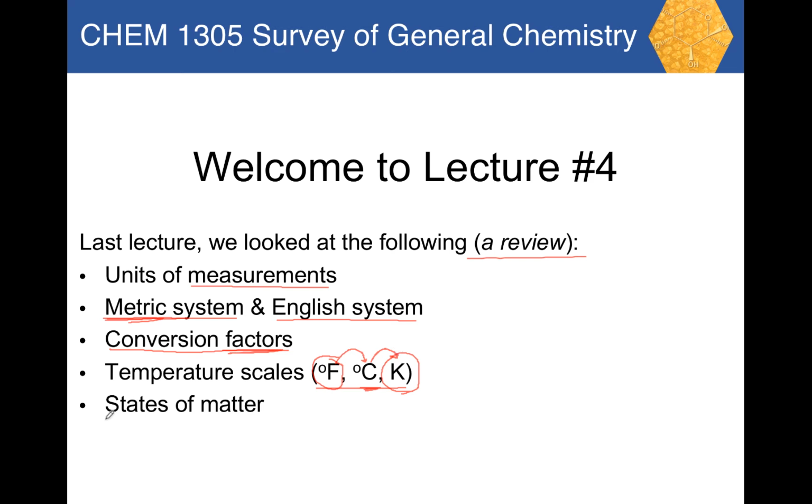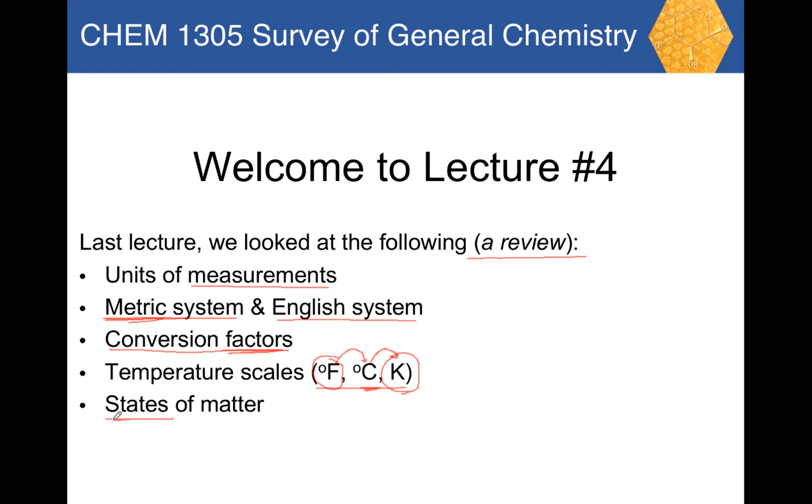Lastly, we looked at the states of matter. We mentioned that there are 3 states that matter can exist in, and those are the gas, the liquid, and the solid. So once again, you should be able to define these states. And if given a state of matter, you should be able to tell if it's in the gaseous state, the liquid state, or the solid state.